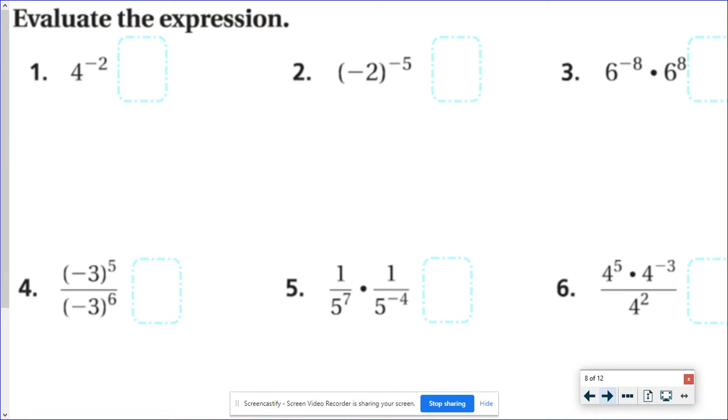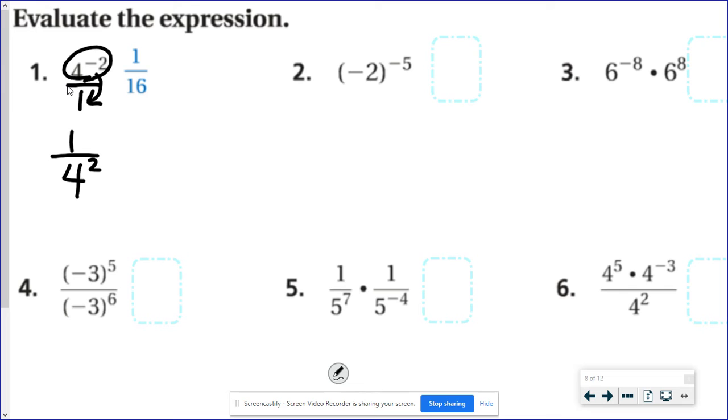Okay, this is evaluating, so we're going to actually be figuring out these numbers as well. But 4 to the -2, this is just not happy in the fraction. This wants to move into the denominator. So I would have 1 over 4 squared, which we know is going to be 1/16.